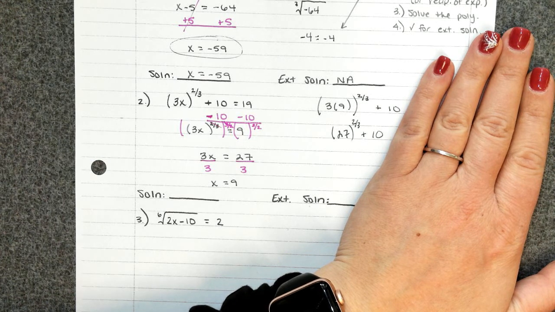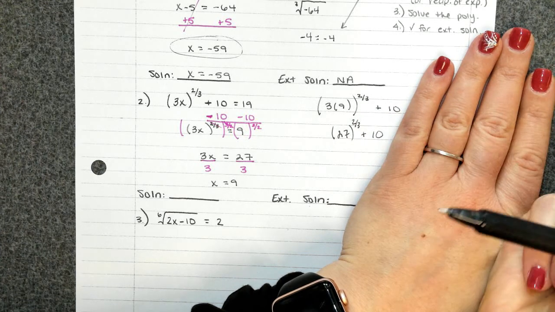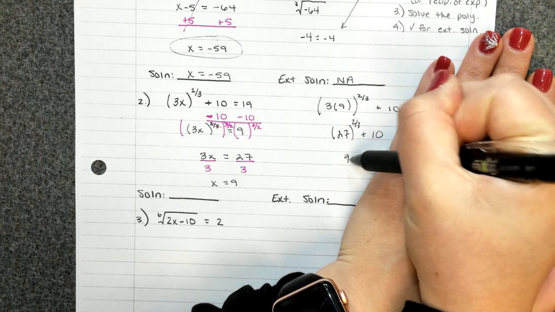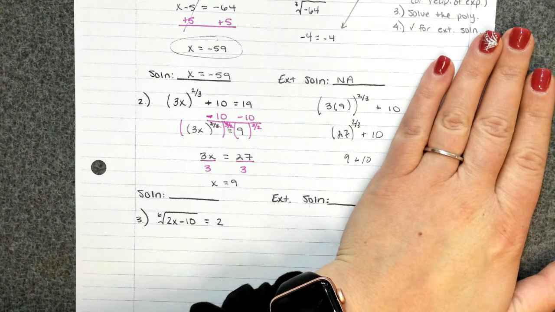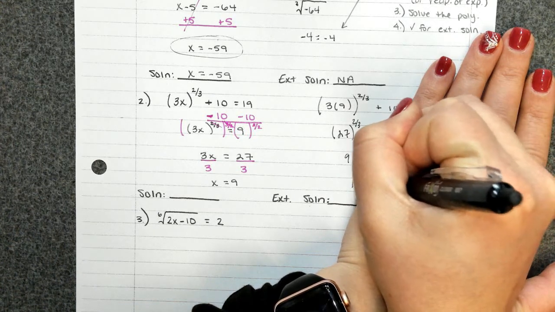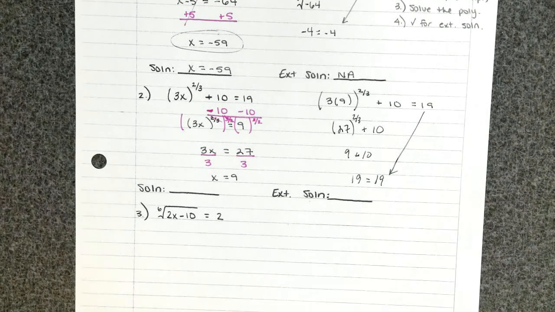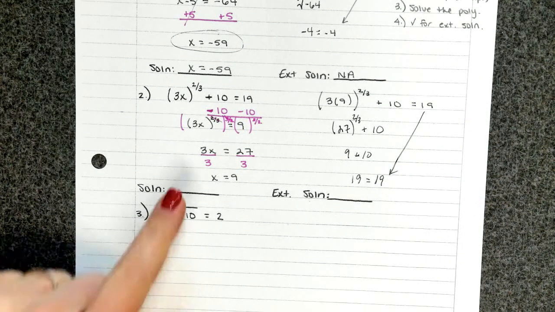Then you do 27 to the power of 2/3. And what is 27 to the power of 2/3? 9. So we have 9 plus 10 now. And number 16, what comes next? You add 9 plus 10 to get 19. And the left side is 19. Then we look, and the right side was already simplified, so the right side was 19. Is 19 equal to 19? Yes. So where do I put my answer?